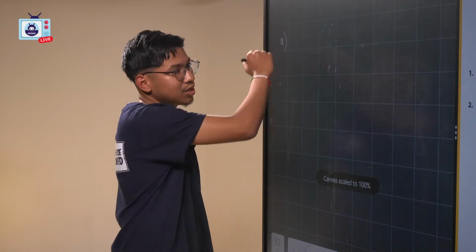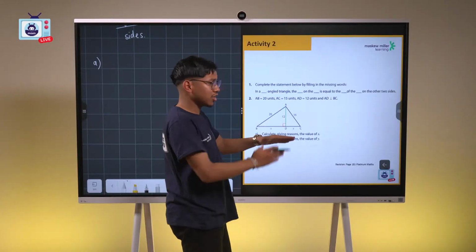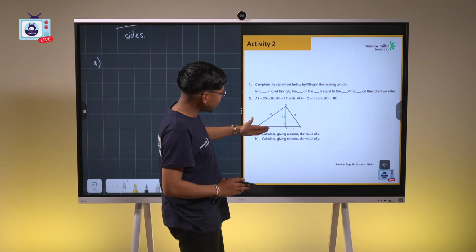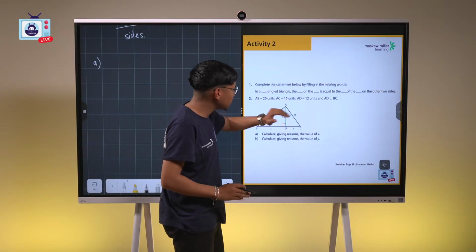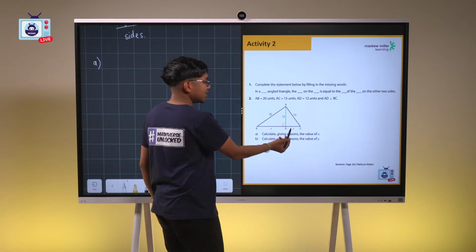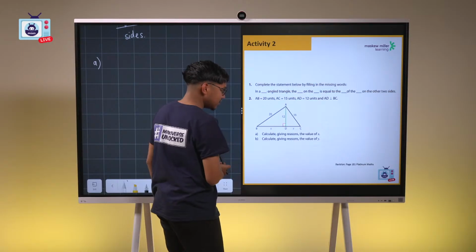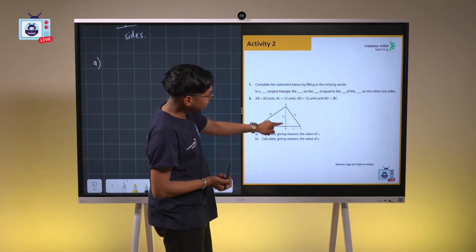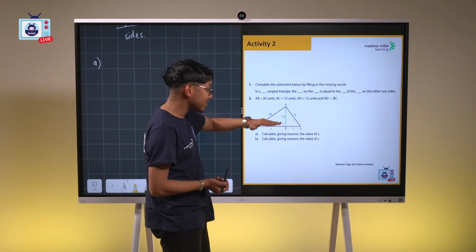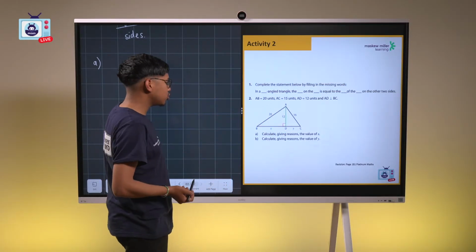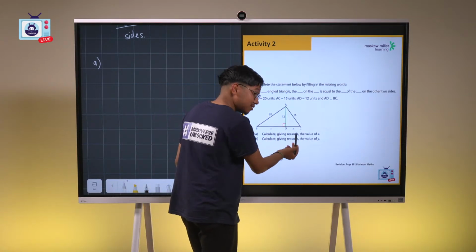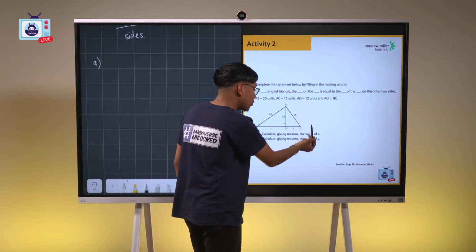Okay. So we can see over here we have two triangles. In fact, we have three triangles. But we're not worrying about that now. We have AB to be 20 units. We have the side AC to be 15 units. We have AD to be 12 units. And then we know that AD is perpendicular to BC. What does that mean? It means that the angle formed between the two lines that are perpendicular is 90 degrees, right? The first question is asking us, calculate giving reasons, I emphasize this, the value of x.